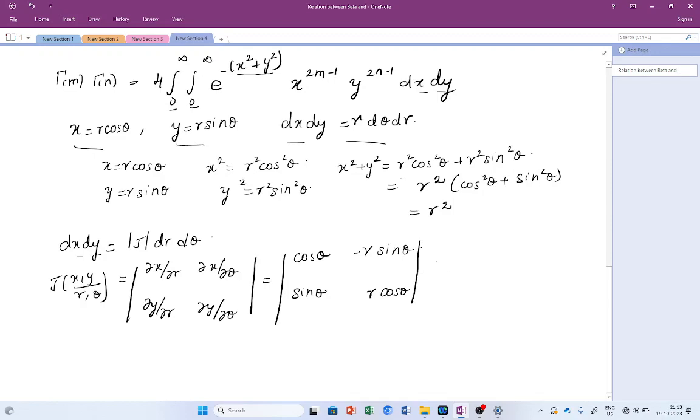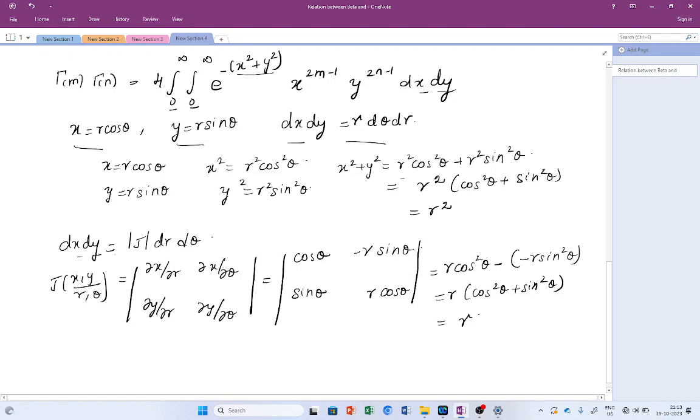So when I find the determinant value, it will be r cos square theta minus r sine square theta times minus, so minus into minus will become plus. So it will be r cos square theta plus sine square theta when I take r as common outside. Cos square plus sine square is 1, so I get r. So my Jacobian value is r. Now I can write dx dy is equal to r into dr d theta.